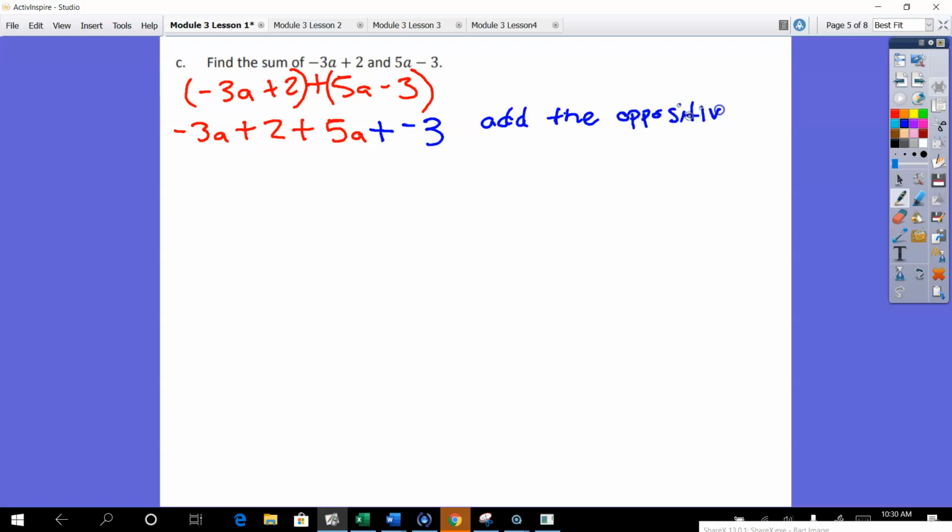So we can use our commutative and associative property to move things around. Any order, any grouping would be our commutative property. So I have some a's. I'm going to put the a's together. Negative 3a plus 5a plus 2 plus a negative 3. Okay, so that is our commutative. And then we're going to combine the like terms. So this is not simplified yet. This would be an expanded form.